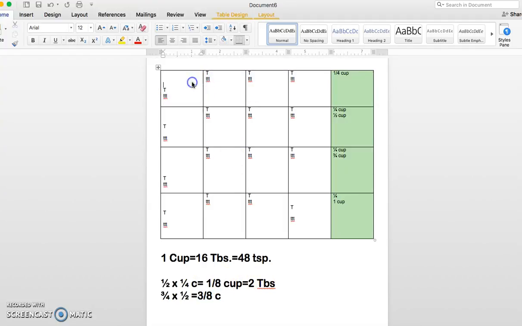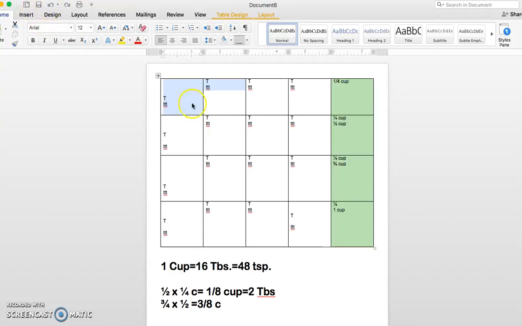I can go 1/8, 2/8, and then 1/8, 2/8, and then I add this over here, that would be 3/8. So 1, 2, 3/8. And that's going to give me 6 tablespoons. So this measure is kind of like an easier way to figure stuff out.